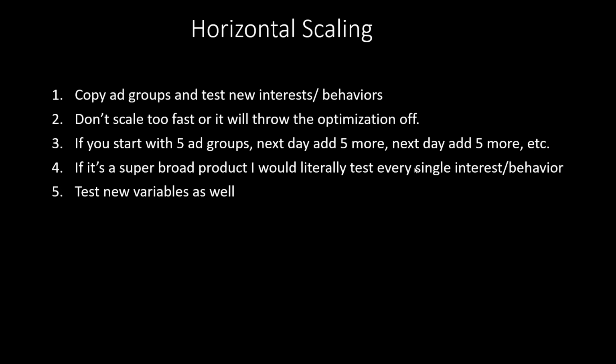Another thing you can do while you're horizontal scaling is start testing new variables. If you look at your data from your ad groups that are already running, and you see that more of the budget is getting allocated to a certain age group, a specific device, or a specific gender, you can copy those ad groups and test out those new variables. You could also see what time of the day people are buying, and then maybe you want to start day parting in some of your new ad groups. That's fine too. This is all a test.